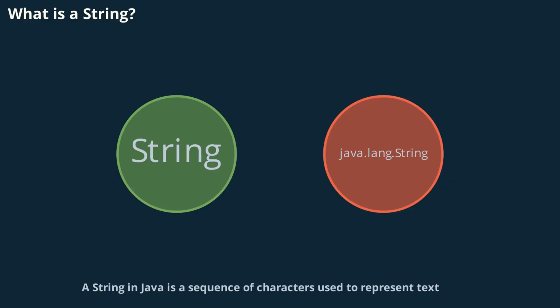A string in Java is a sequence of characters used to represent text. Strings are widely used in Java applications for storing and manipulating textual data. In Java, the String class is part of the java.lang package, which means you don't need to import it explicitly. Strings are objects, not primitive types, and they offer a variety of methods for common operations like concatenation, searching, and comparison. Understanding strings is fundamental for any Java developer.